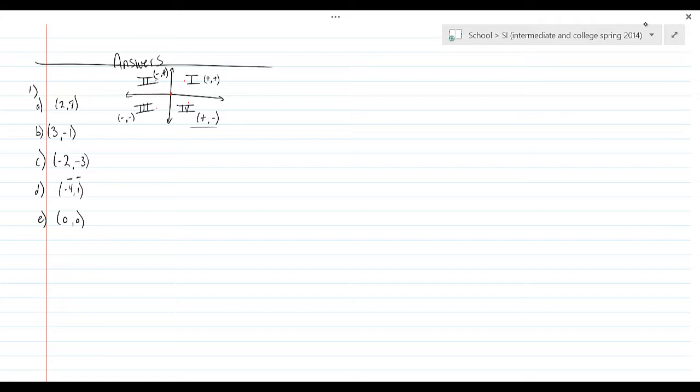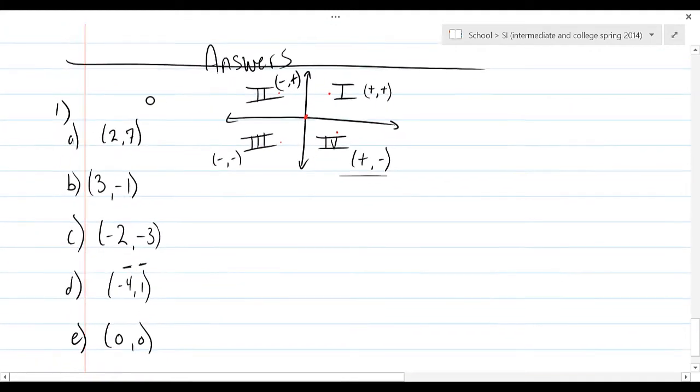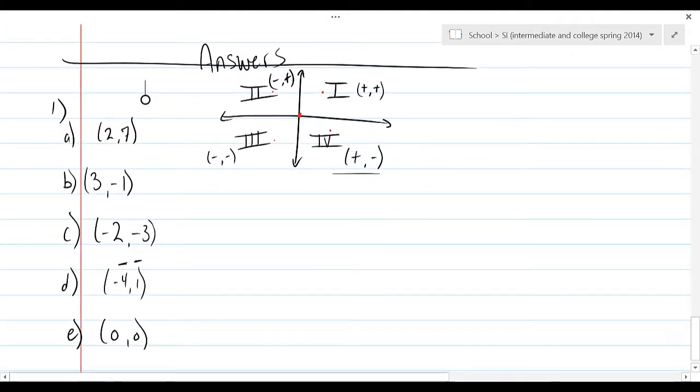What we're going to be doing is going over each question step by step, and I've already begun number 1. I thought I was recording and I wasn't, so I erased the answers already.